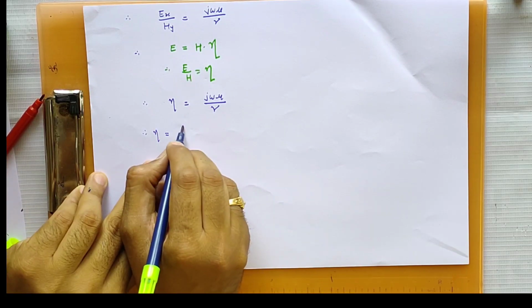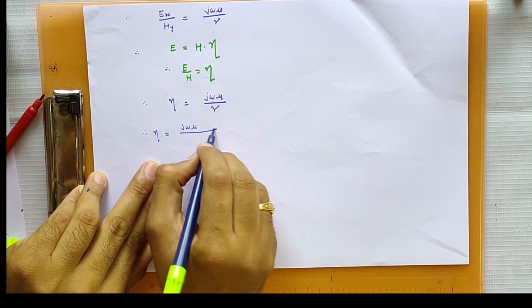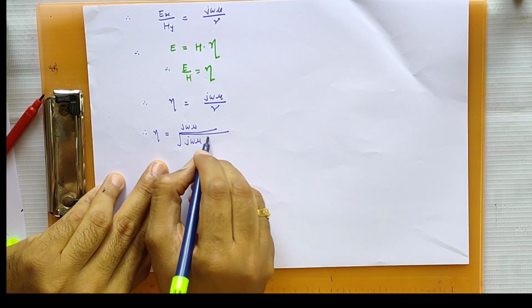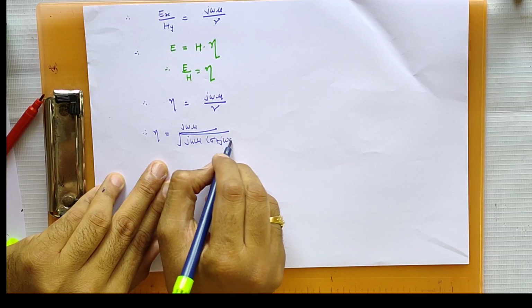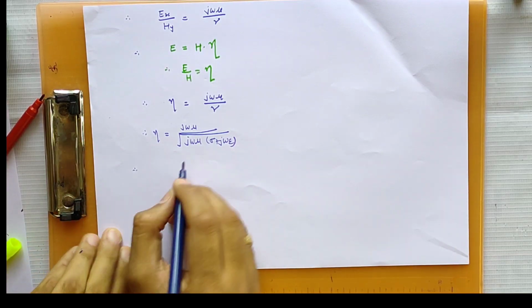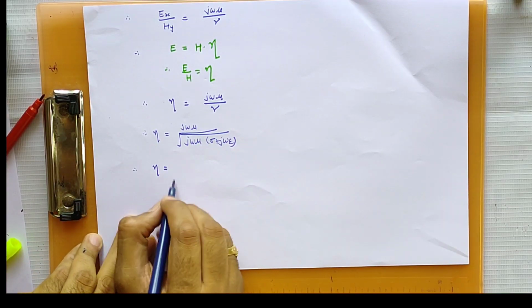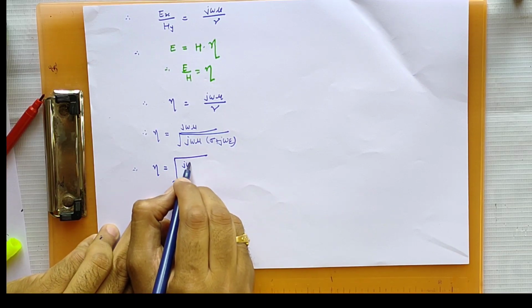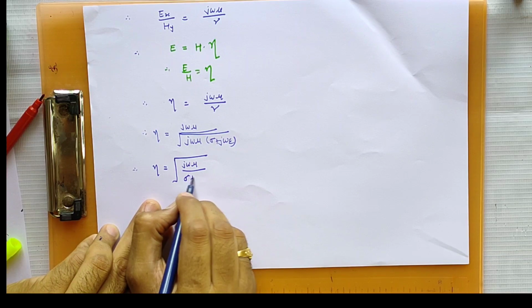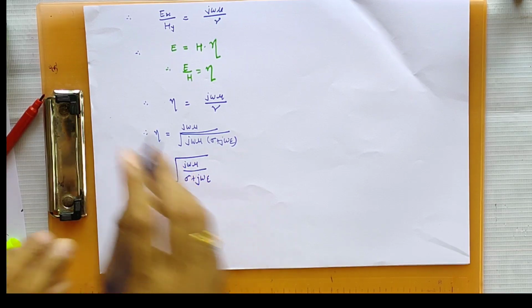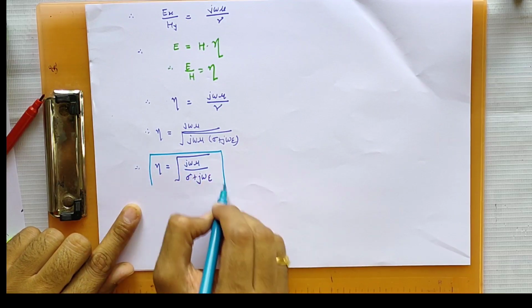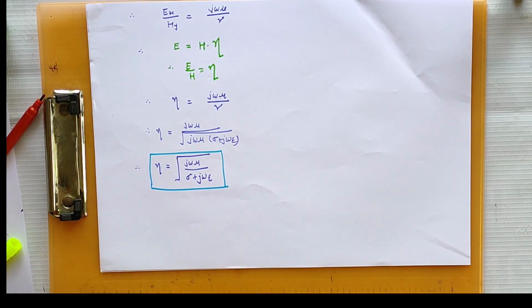So eta is equal to j omega mu divided by gamma, which is under root of j omega mu upon sigma plus j omega epsilon. I have to simplify it. So my final equation is eta is equal to the square root of j omega mu divided by sigma plus j omega epsilon. This is the last and final equation of intrinsic impedance.